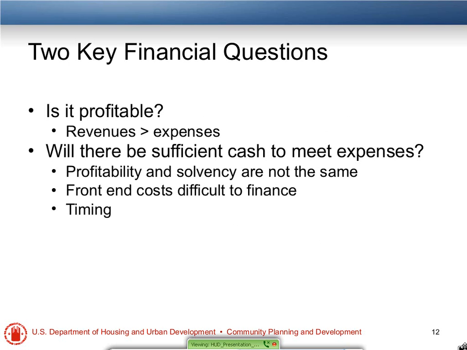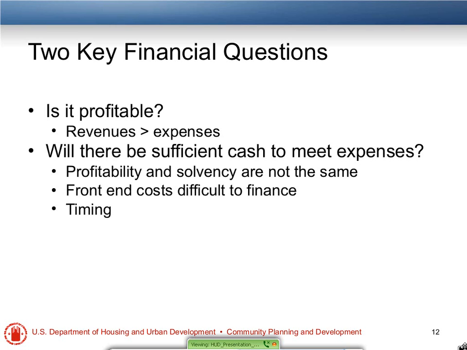So of those things, we have two key financial questions. The first is, is the development profitable? Again, will revenues exceed expenses? And if they don't, again, we know that the development has to be subsidized. There's really a second key financial question, and that question is, will there be sufficient cash flow to meet our expenses when they occur?